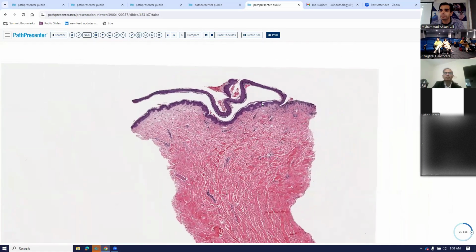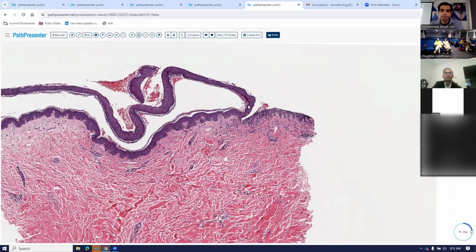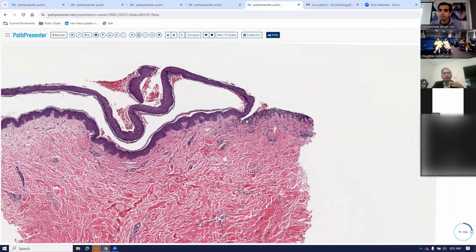So again, where is the bulla happening here? Like you can see the epidermis is completely sloughed off from here. So this epidermis is completely sloughed off from here. So it is a subepidermal bulla. Is it associated with inflammation? Yes.